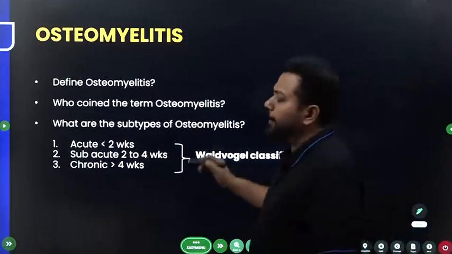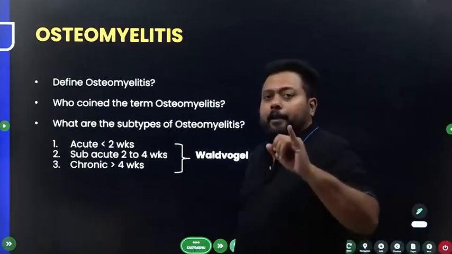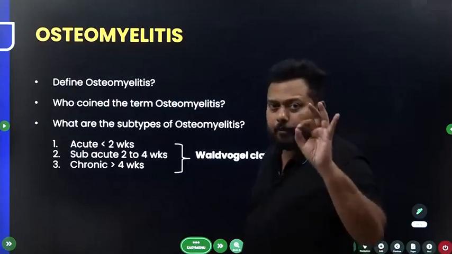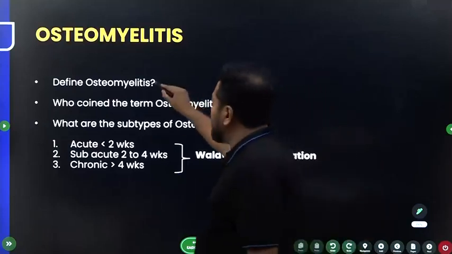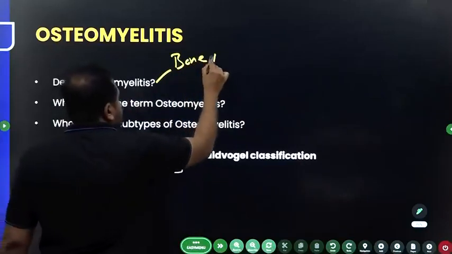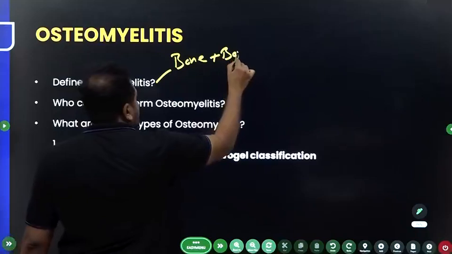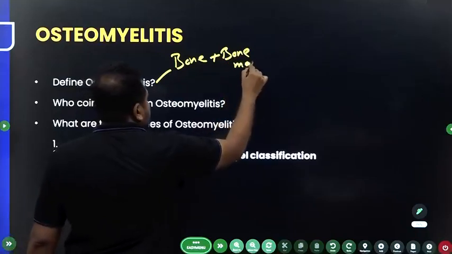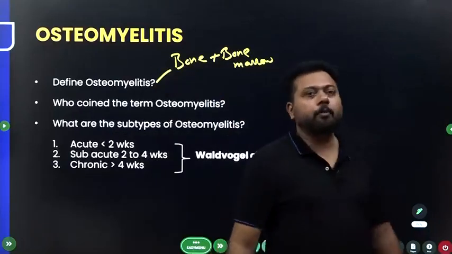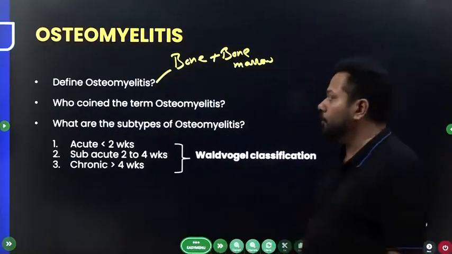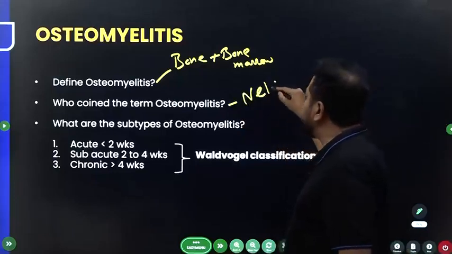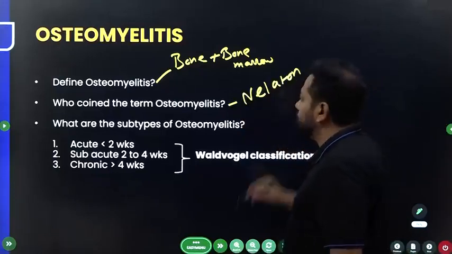So define osteomyelitis. Osteomyelitis is infection, inflammation of all layers of the bone, that is cortex, medulla, bone marrow. So osteomyelitis is infection, inflammation of the bone plus bone marrow. Osteomyelitis is the inflammation of the bone and bone marrow, otherwise all layers of bone. Who coined the term osteomyelitis? French orthopedic surgeon Nelaton coined the term osteomyelitis.